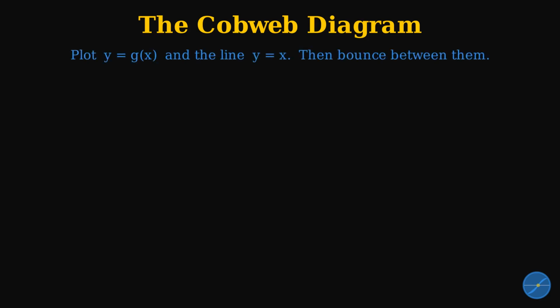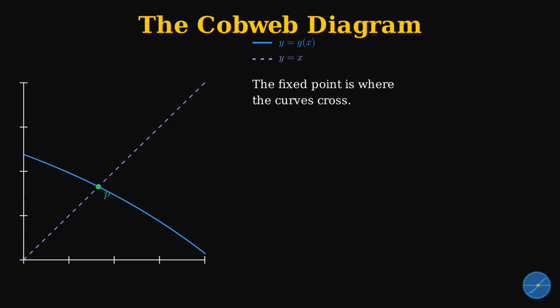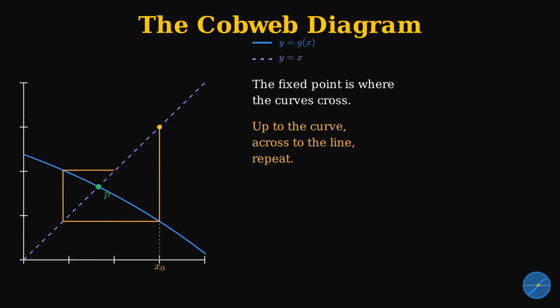Let's see it geometrically with the cobweb diagram. Plot y equals g of x and the diagonal line y equals x. Then bounce between the two. The blue curve is y equals g of x and the dashed line is y equals x. Where the blue curve meets the diagonal is the fixed point p. It's the one place g leaves its input completely unchanged. Start anywhere, say x0 equals 1.5, and drop to the curve. Now bounce up to the curve to apply g, across to the line to set your next x, and repeat. Watch it spiral inward, homing in on the fixed point.